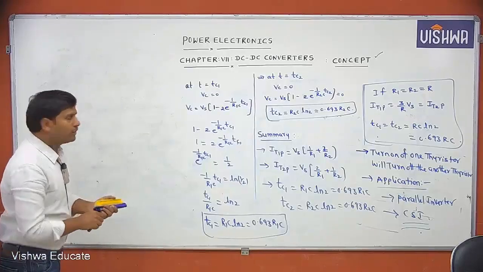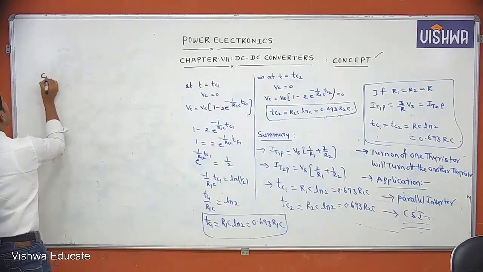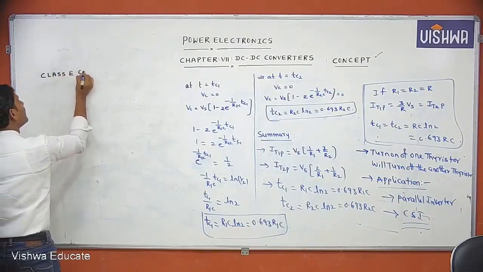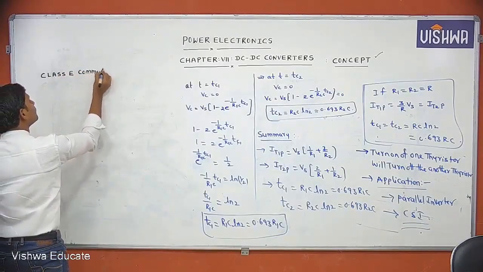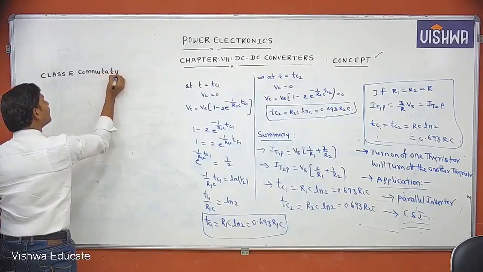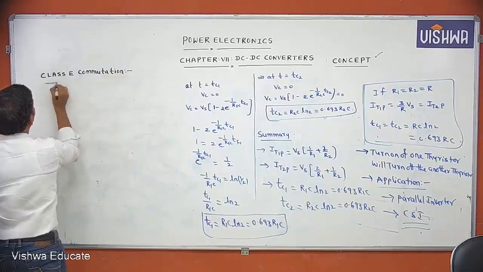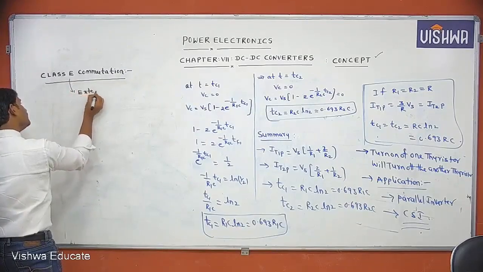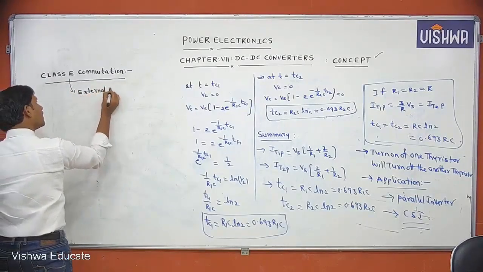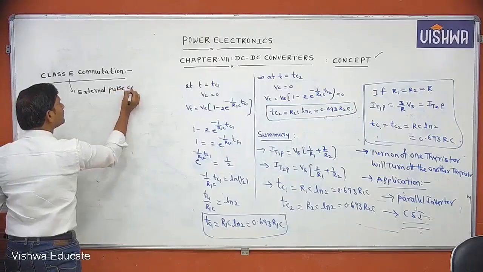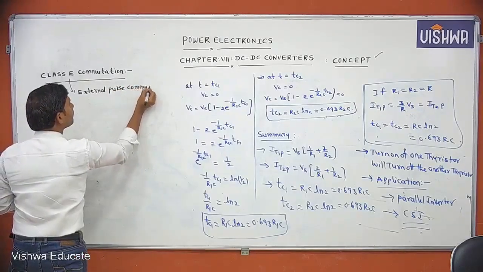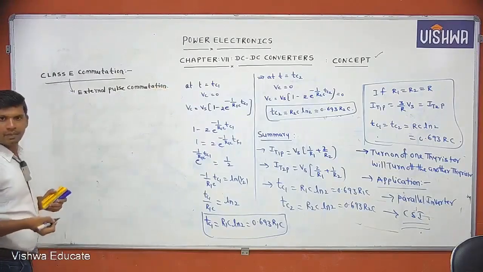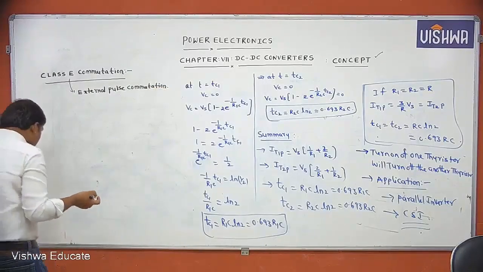Class E commutation, or it is also called external pulse commutation. Now, what is the circuit we are using for class E commutation?